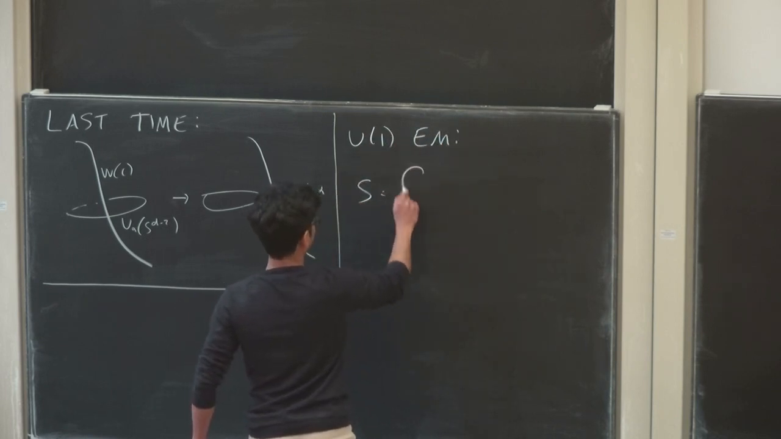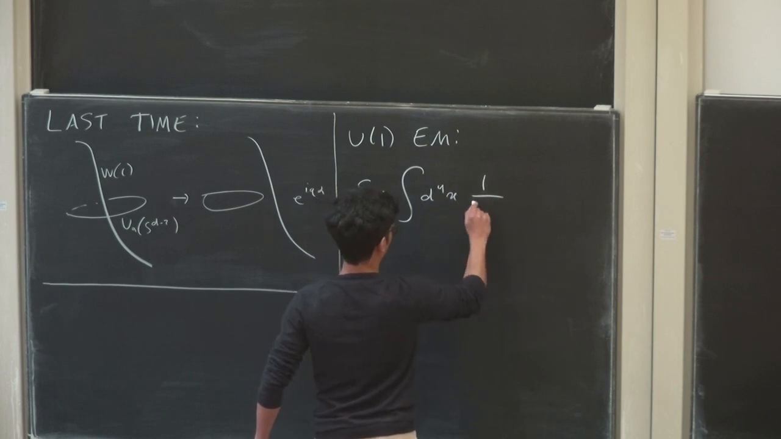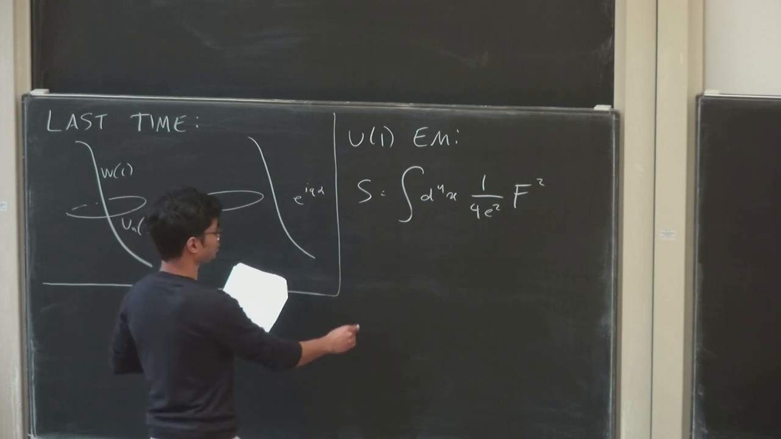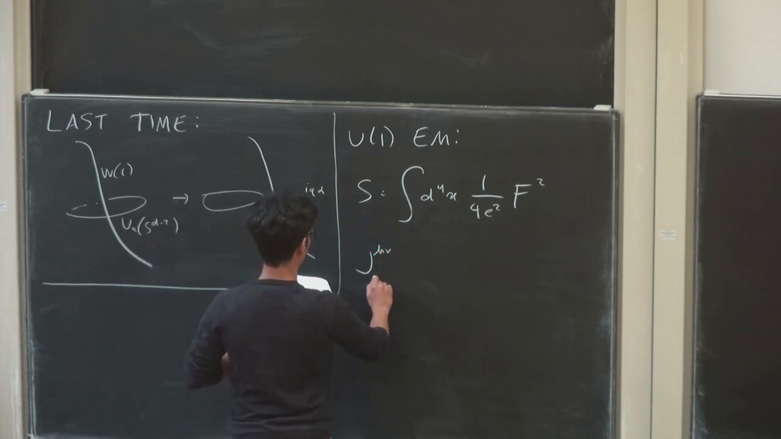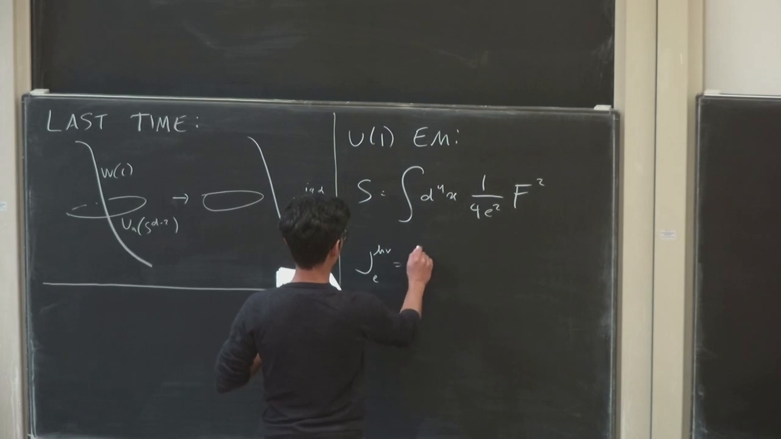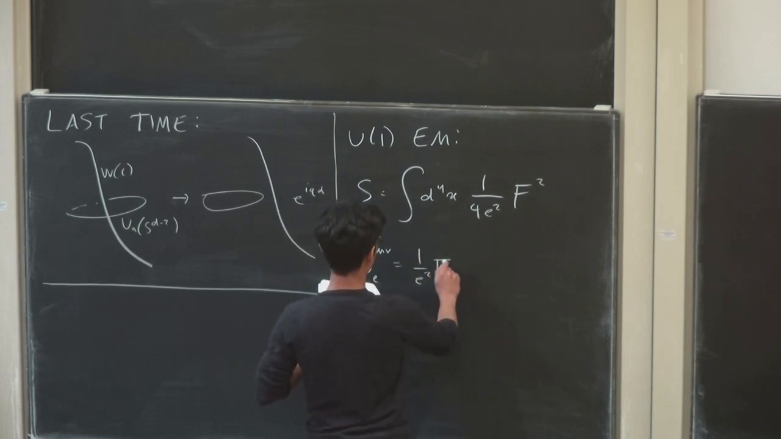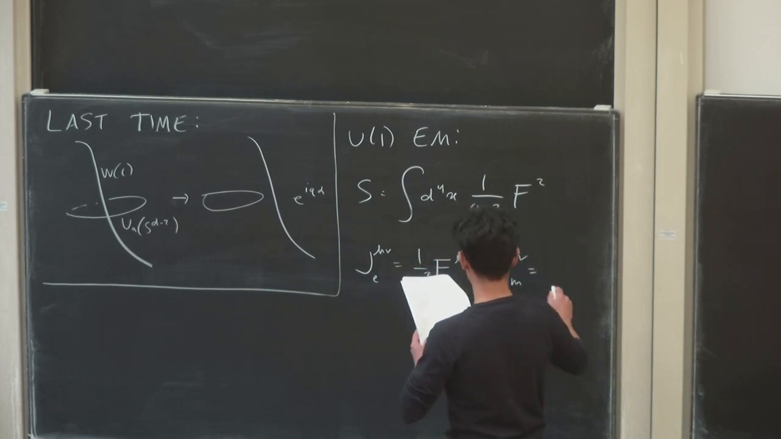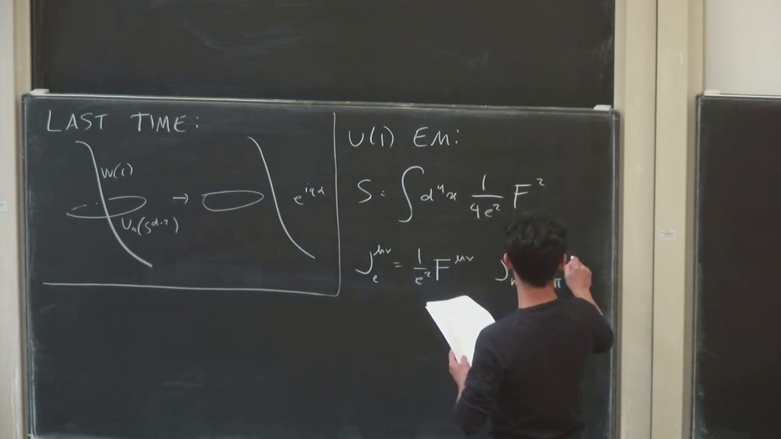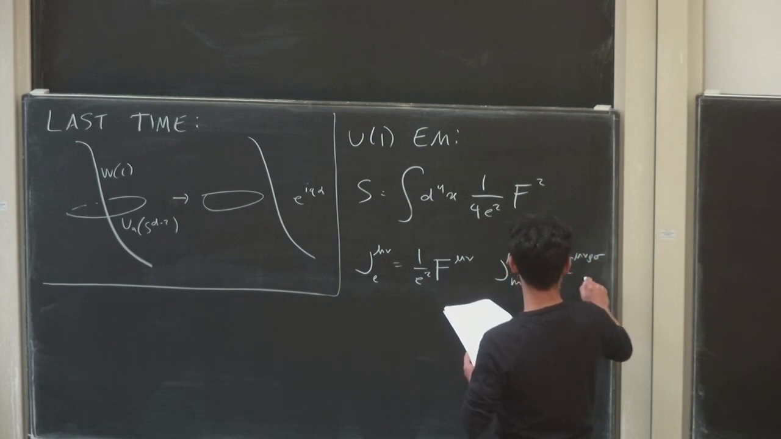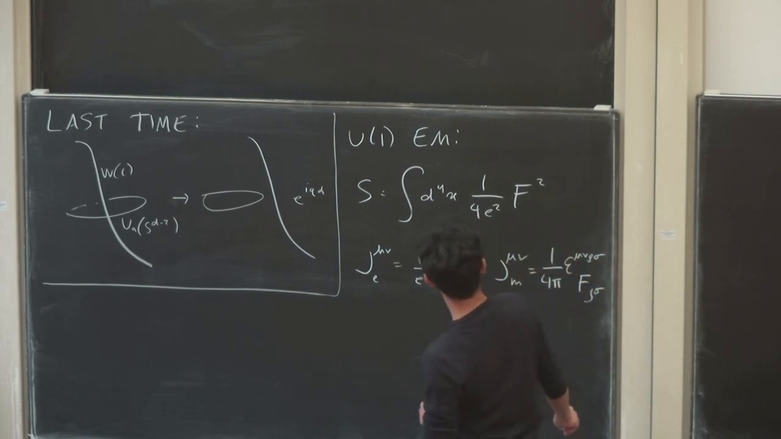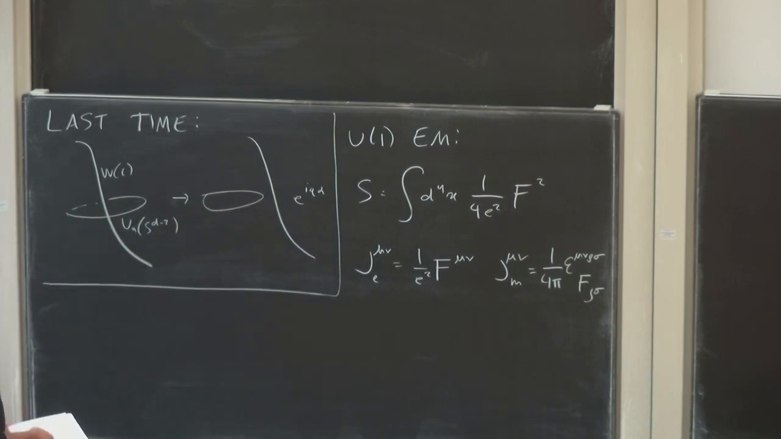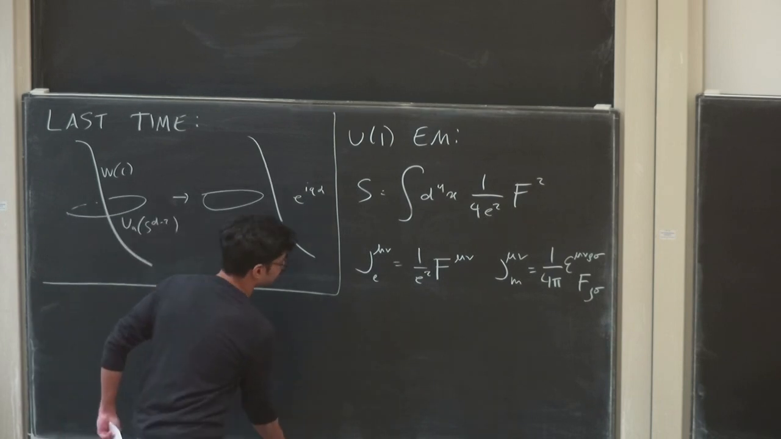The action of U1 E&M was just taken to be 1 over 4 e squared F squared. Let me remind you what I said last time. I pointed out that there are two one-form symmetries present in this theory: the electric one-form symmetry and the magnetic one-form symmetry, with 1 over 4 pi and an epsilon multiplying the F in the magnetic case. I have run out of space on this board due to lousy planning, but you get the idea. And we also pointed out that these are both conserved.